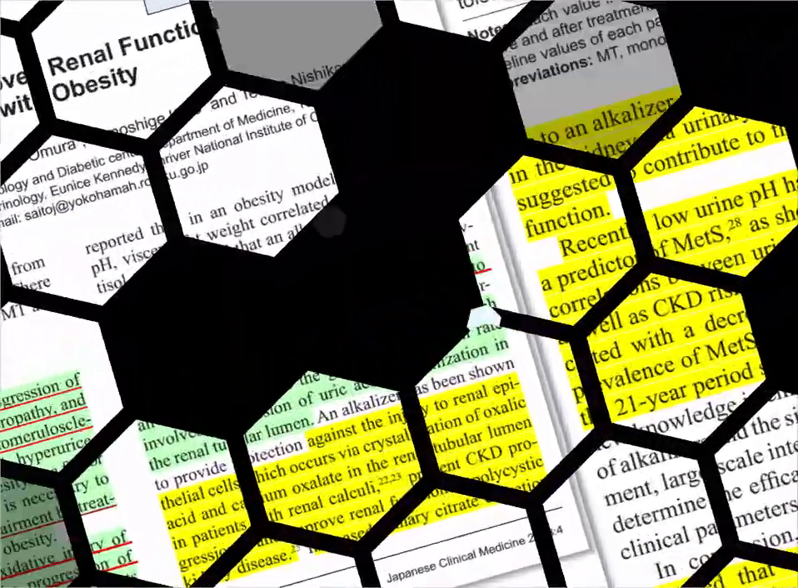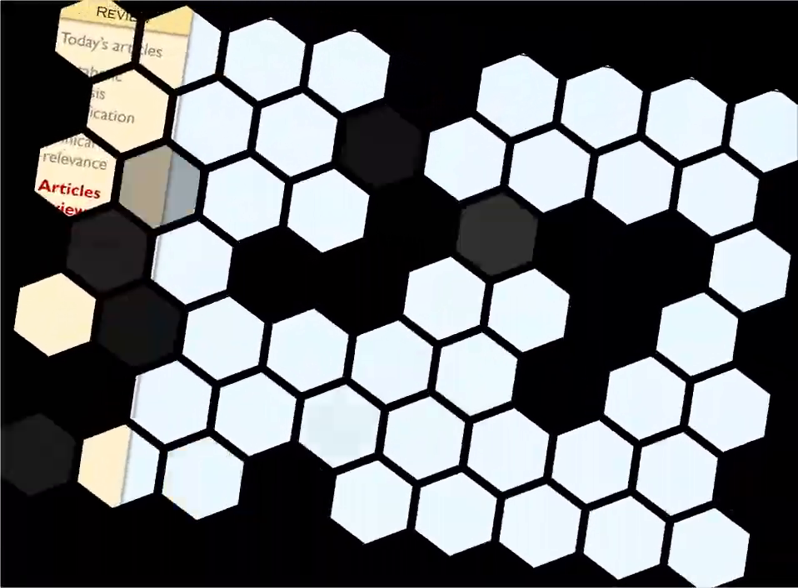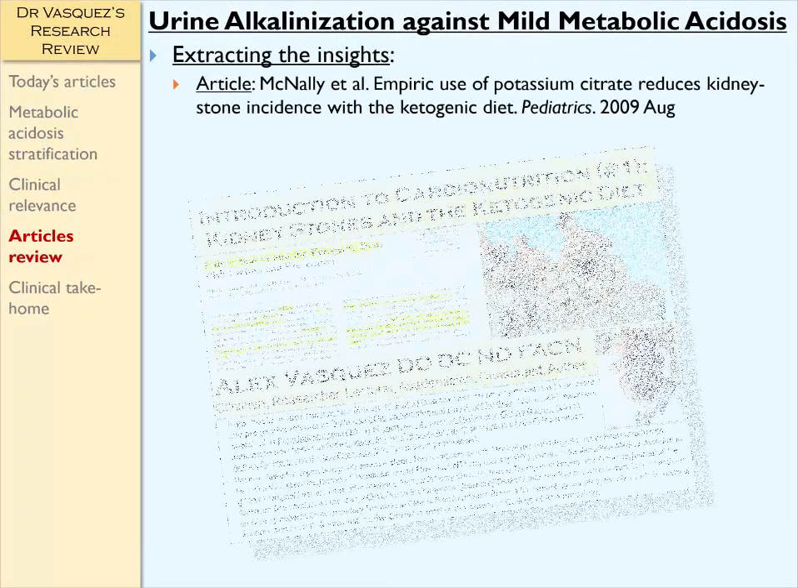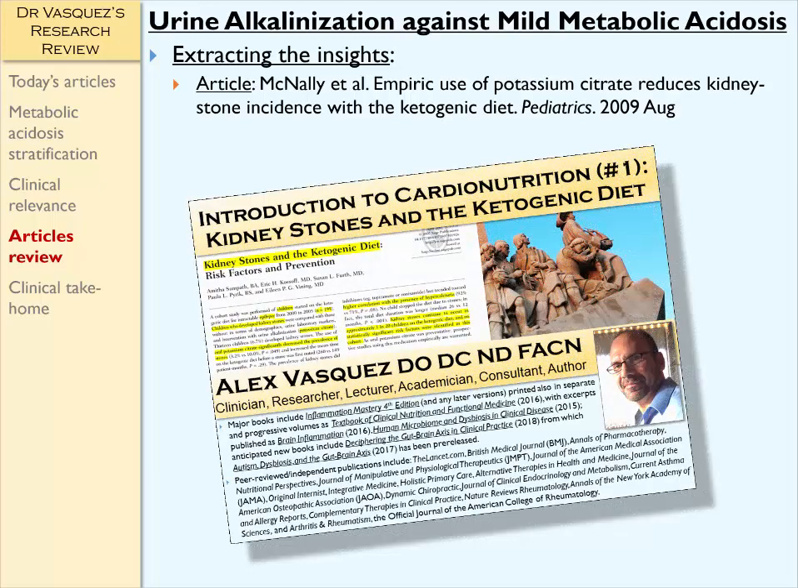Now let's look at article number 4 in today's review. This is the last article that I'm going to review. Empiric use of potassium citrate reduces kidney stone incidence with the ketogenic diet. This was published in Pediatrics in 2009. And again, I introduced this article in Cardio Nutrition video number 1.